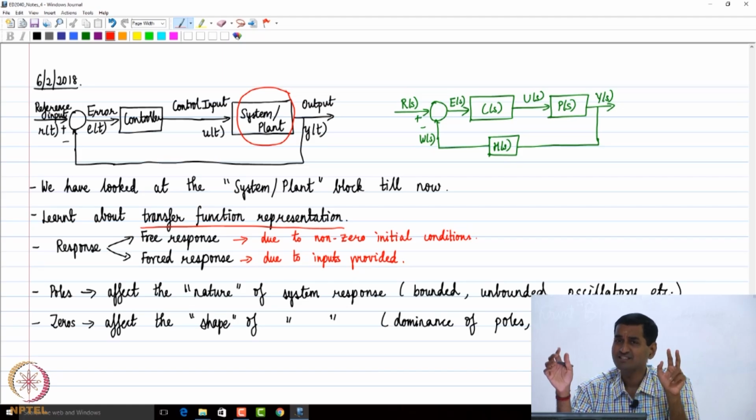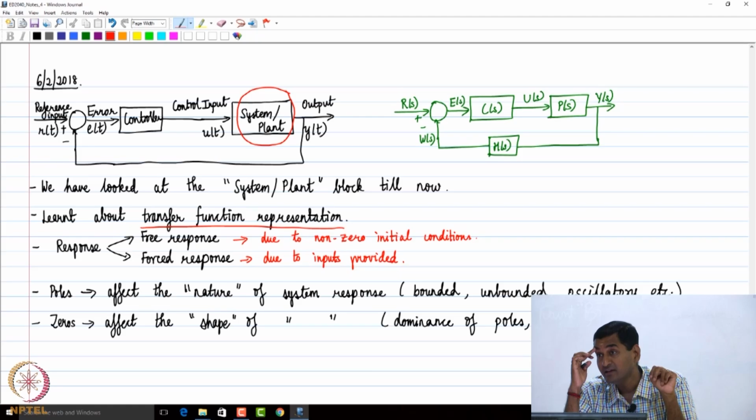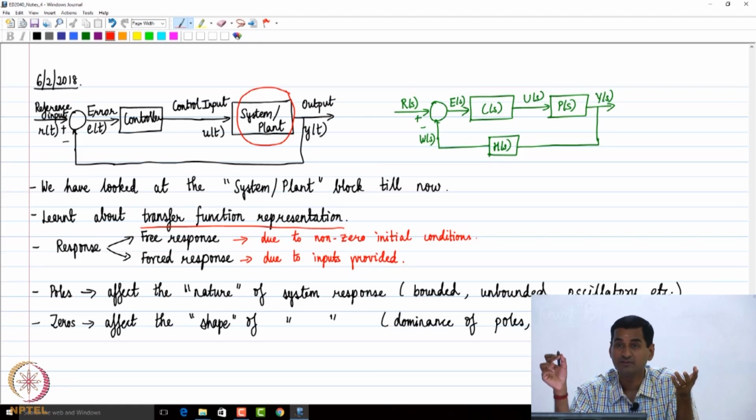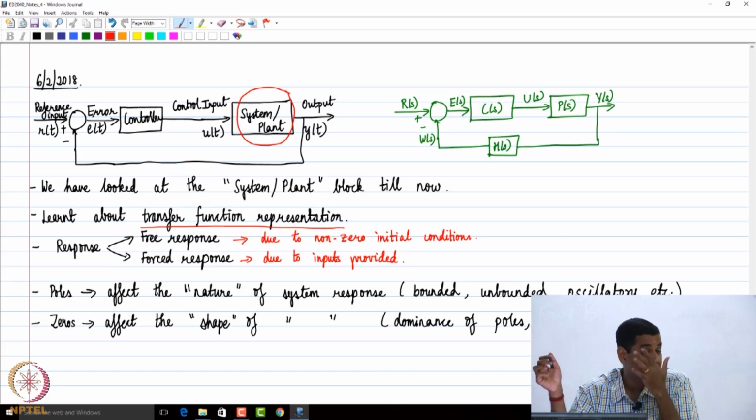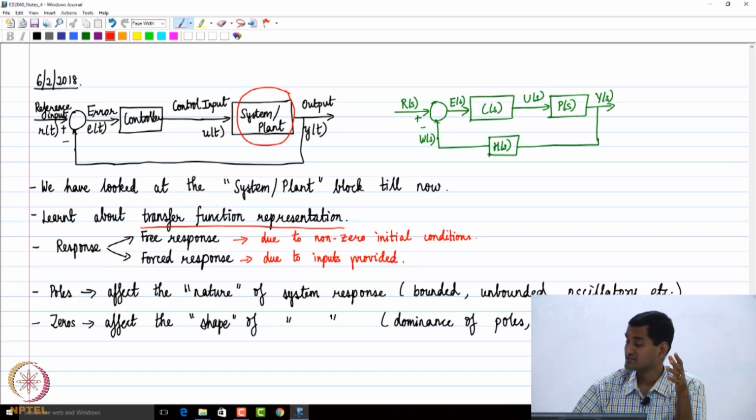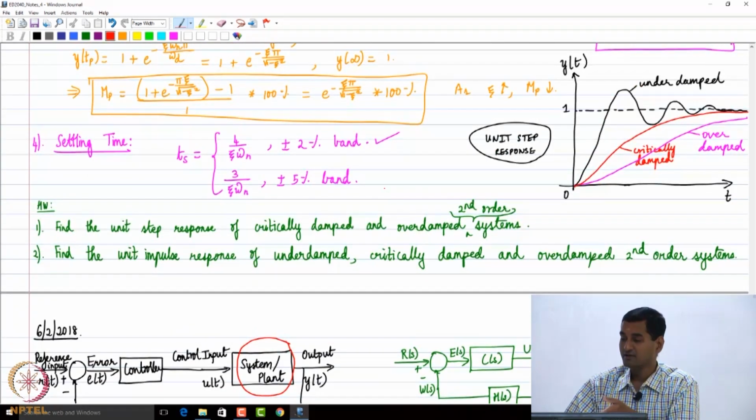So in a certain sense, people say that poles affect the nature of the system response. Essentially, whether the output becomes bounded or unbounded when you give a bounded input, whether you have an oscillatory response or a smoothly monotonic response without oscillations, and so on. For example, we looked at second order systems. I hope all of you had a chance to find the unit step response and unit impulse response for the remaining class of systems that I gave you yesterday, right?